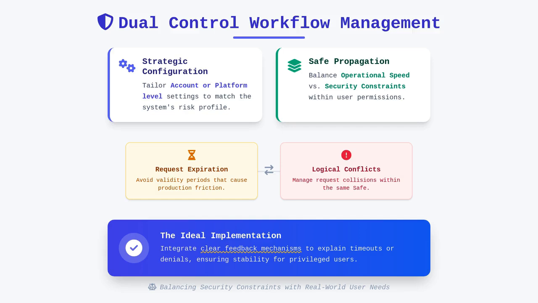A well-designed workflow accounts for these edge cases by providing clear feedback mechanisms that help users understand why their request was denied or why it may have timed out prematurely. Ultimately, the stability of your dual control implementation depends on your ability to balance these constraints against the real-world needs of your privileged users.